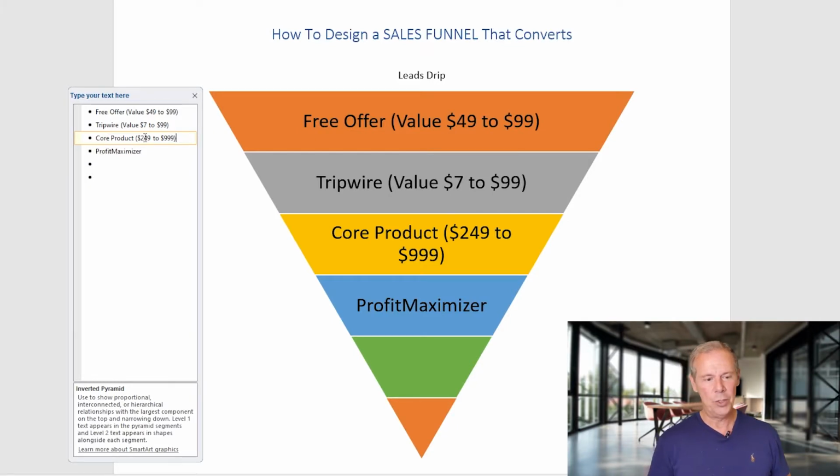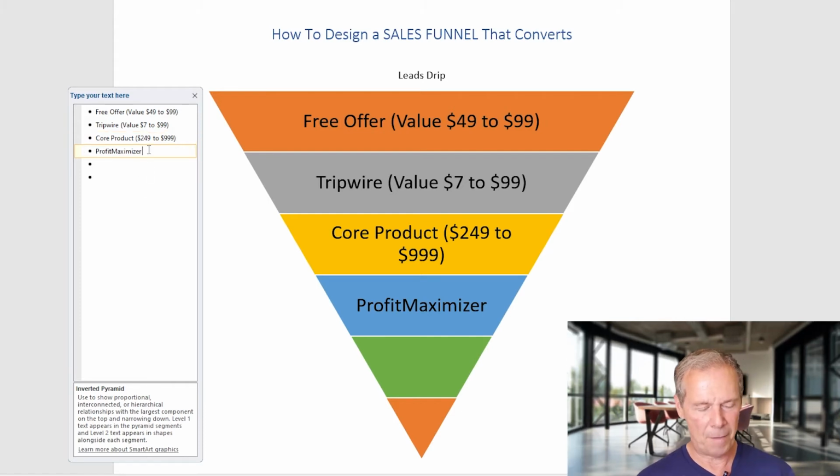So core product, $249 to $999. Again, for us, that was courses like Marketing and Mastery or anything that was like a couple of days. And then graduating them to Profit Maximizer is where the smallest audience will drip through because they're the ones that trust you the most. So they just want to continue with you.